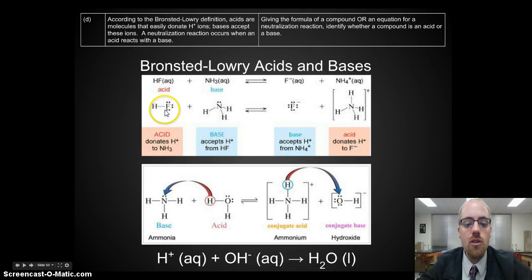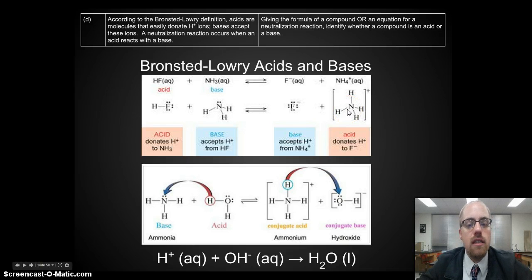Okay, so anything that gives away hydrogen ions is an acid, and anything that takes those ions is considered a base. So looking at this reaction between HF and NH3, hydrofluoric acid and ammonia, you'll notice that the hydrogen leaves the fluorine to form a fluoride ion and bonds with the ammonia to form an ammonium ion, NH4. Okay, so this ammonia accepted the hydrogen, which made it a base.